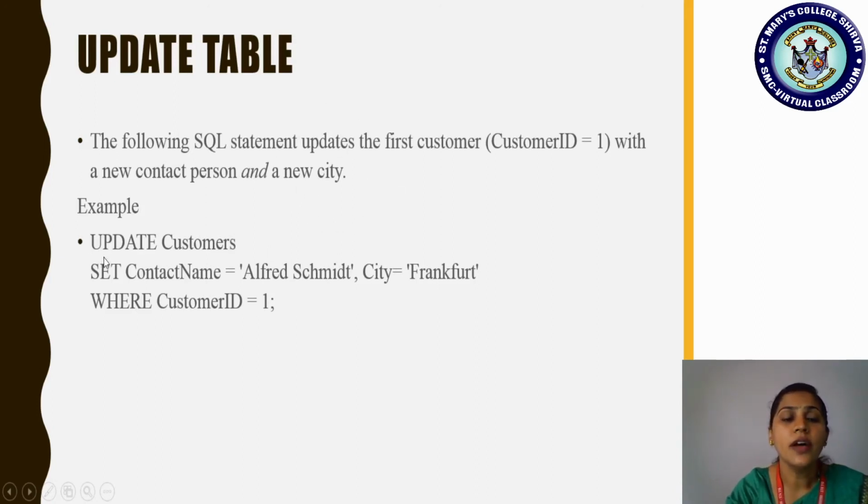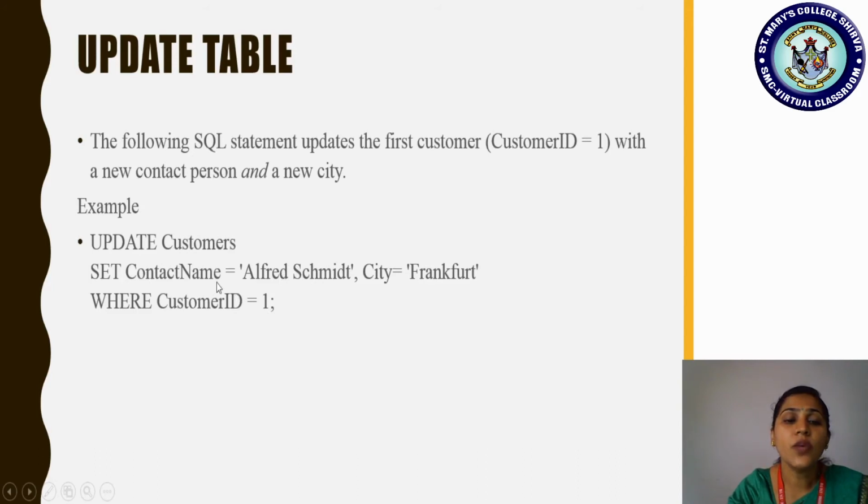Just check out here. Update followed by the table name customers. Then we use the keyword set. Which column do you want to edit or update? Contact name. Contact name is Alfred. Then you also want to update which one? City. City equal to Frankfurt. These contact name equal to Alfred and city equal to Frankfurt are both of which data type? Character data type. That is why we have embedded them within single quotes.